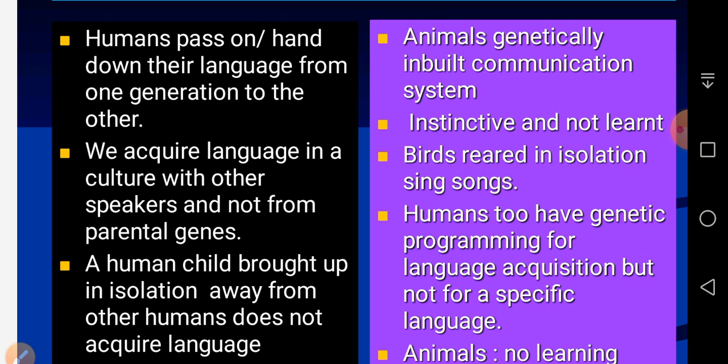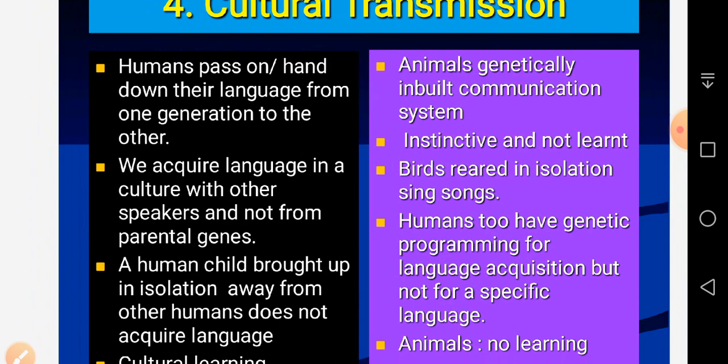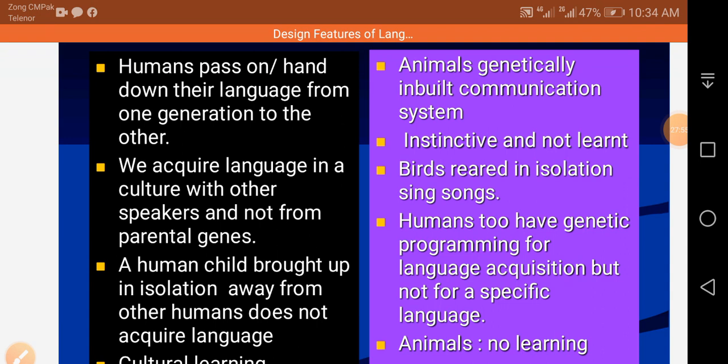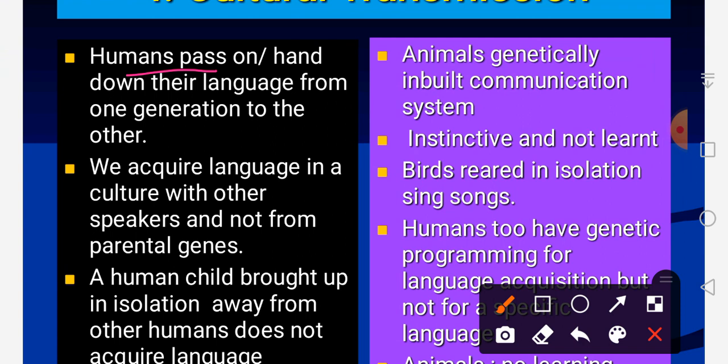No, because Hindi is not transferred genetically. Okay, so hope the idea has been conveyed to the audience, that human language is always transferred culturally. We use a term known as handing down or passing on. We pass on, we hand down, okay? So it is not genetically transferred.